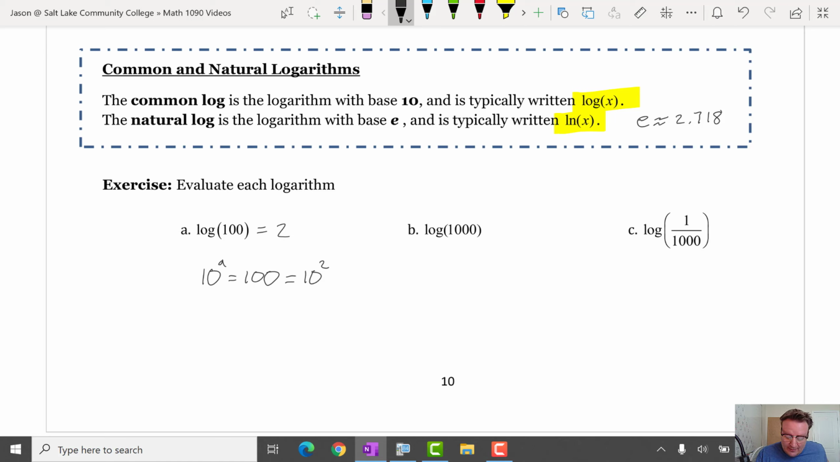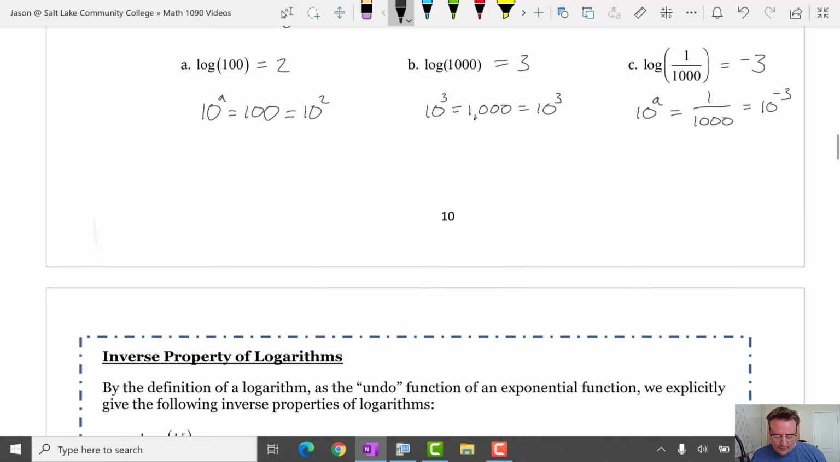The next one is, what do I have to raise 10 to get 1,000? Well, 1,000 is 10 cubed, so the answer is 3. And finally, part C here, what do I raise 10 to get 1 over 1,000, which of course is equal to 10 to the negative 3 power. So the answer is negative 3. Okay.